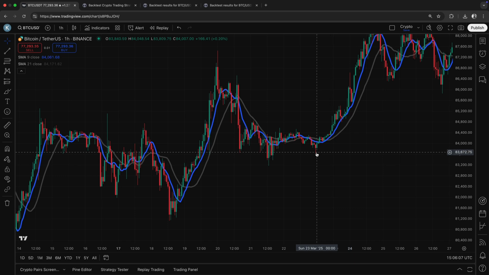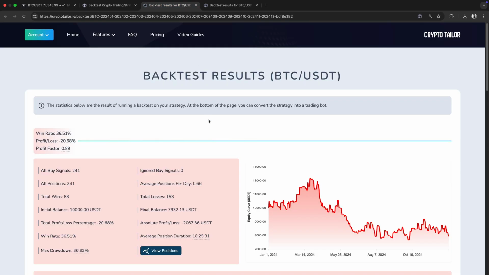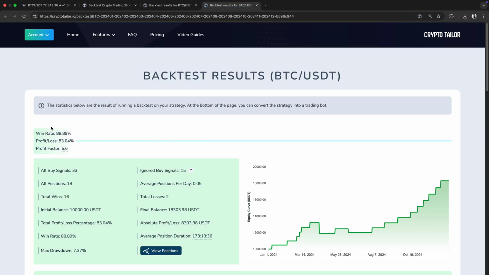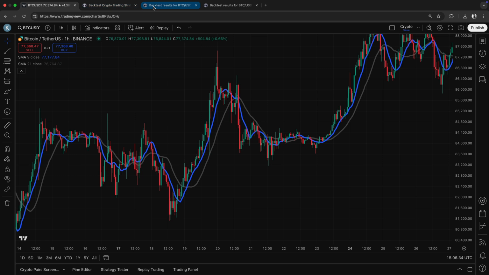I've already backtested this strategy on the entire year of 2024 using different timeframes and collected the results. For example, this one shows around a 36% win rate with a 20% overall loss, while another setup shows an 88% win rate and an 83% profit. But before we go over these results together, let me show you how you can backtest strategies like this yourself. So let me close these tabs and start from scratch.